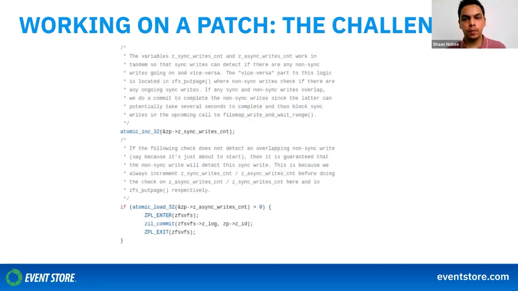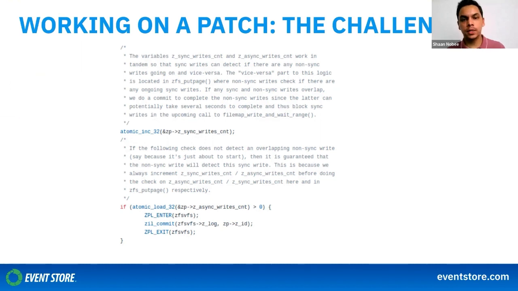So here's a small part of the patch which explains the basic idea behind the solution. Each time an async write occurs to the file, we increment a counter called z_async_writes_count. And when this async write completes, we decrement it. Similarly, when a synchronous write occurs to a file, the synchronous counter z_sync_writes_count is incremented, and it's decremented when the synchronous write completes.